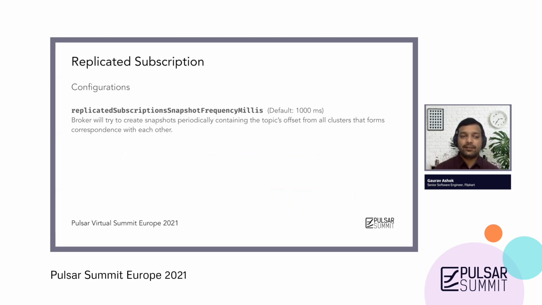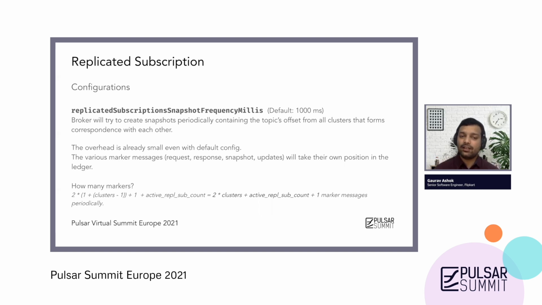So yeah, from the configuration side of things, the replicated subscription snapshot frequency millis will dictate how often a snapshot should be taken by the broker. By default it is 1 second, which is frequent enough that you will only see duplicates of around 1 second. The overhead is small enough that you don't have to worry about it.